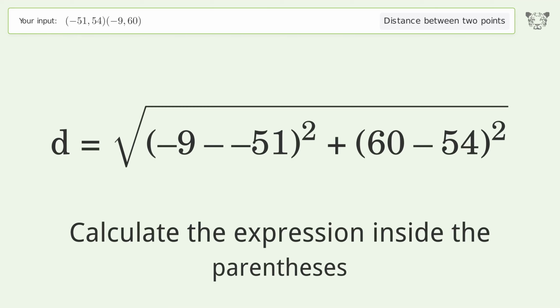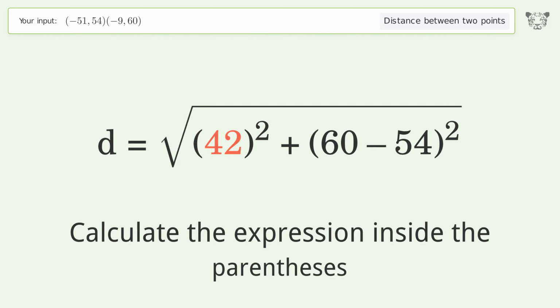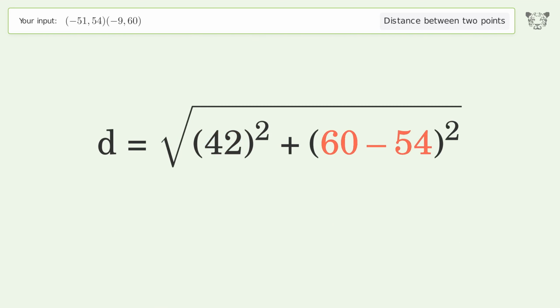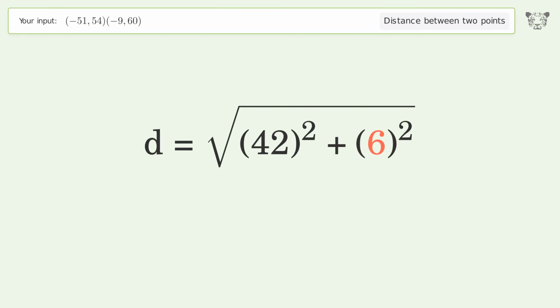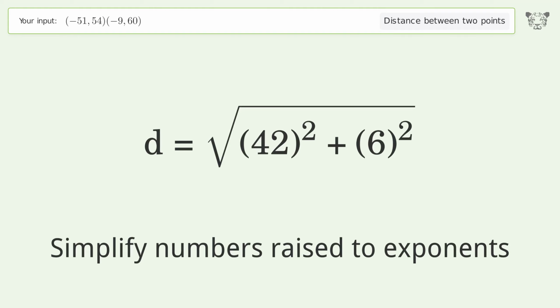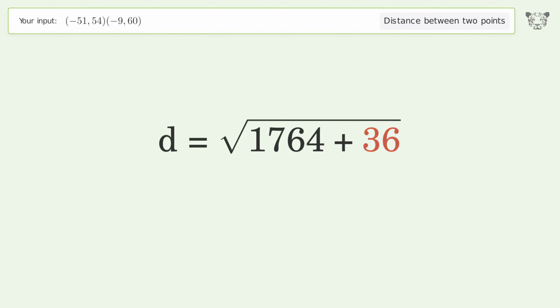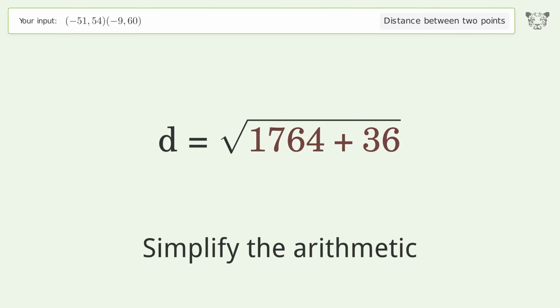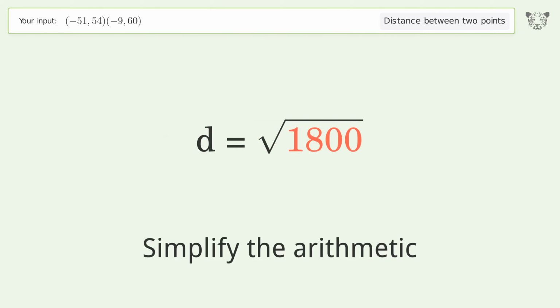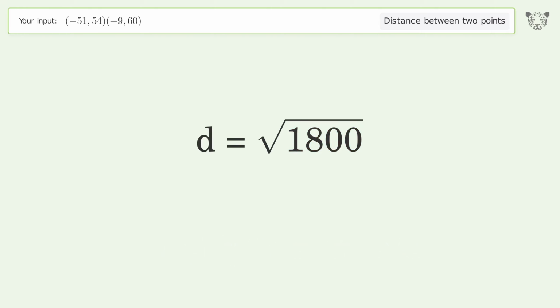Calculate the expression inside the parentheses. Simplify numbers raised to exponents. Simplify the arithmetic. And so the distance between the 2 points is the square root of 1800, or 42.426.